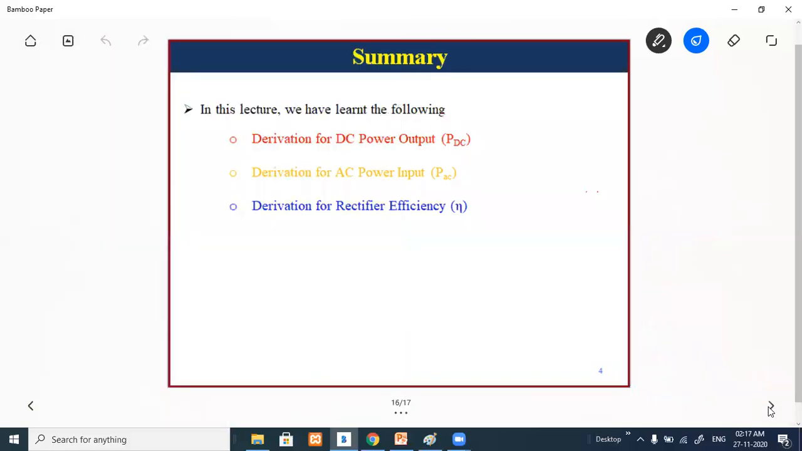And coming to the summary, in this lecture, we have learnt the following: derivation for DC output power, derivation for AC input power, and derivation for rectifier efficiency. In the next lecture, I will try to derive the expressions for ripple factor, peak inverse voltage, and transformer utilization factor.